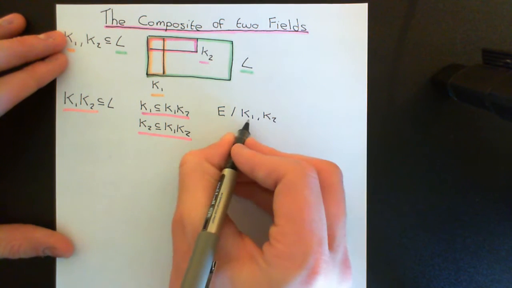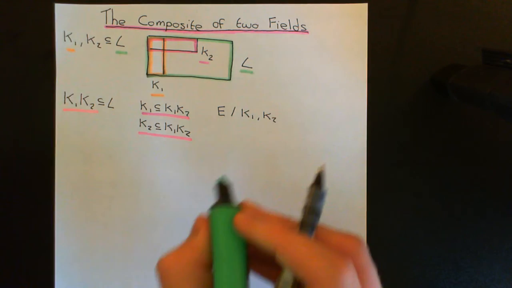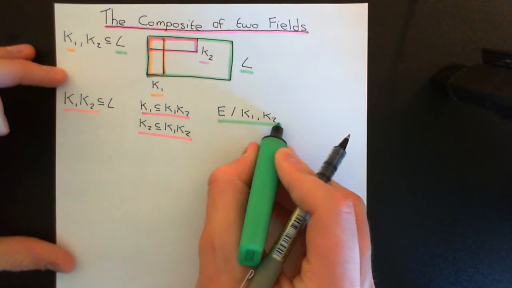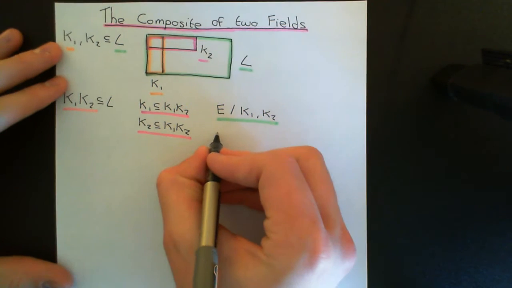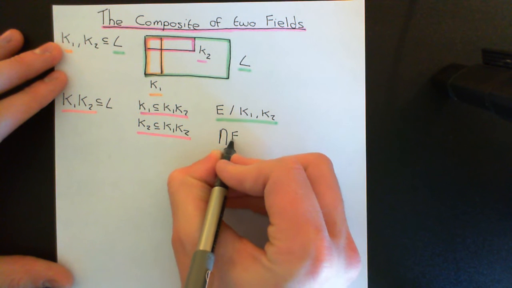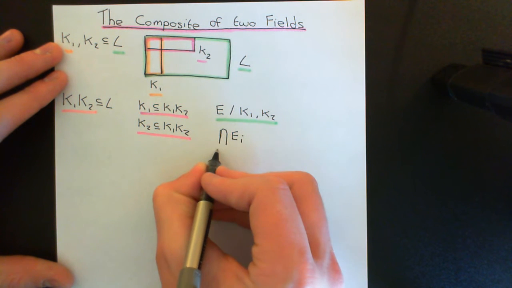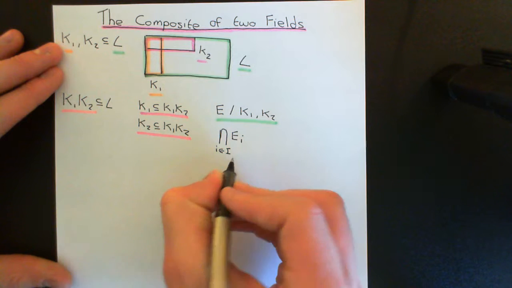Okay, so E has to contain K1 and K2. It has to be a field extension of K1 and K2, and it itself is going to be a subfield of L. Look at all of these subfields of L which contain both K1 and K2, and then intersect every last one of them together. So now consider the intersection of all such fields E_i, where you intersect over the i, which is an element of some index set.